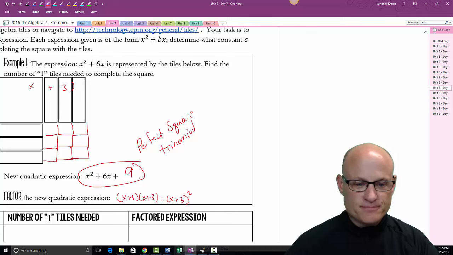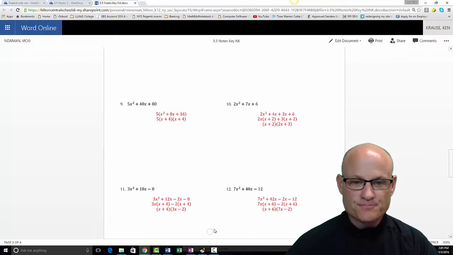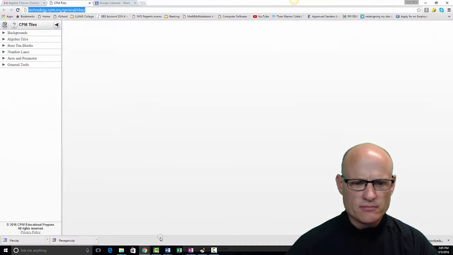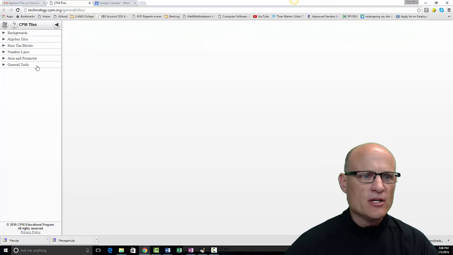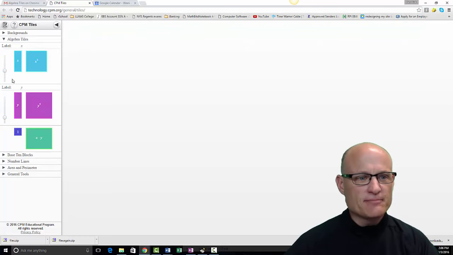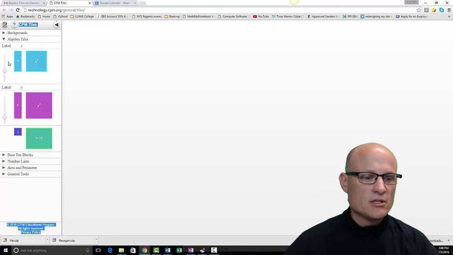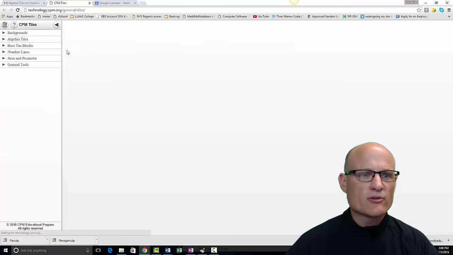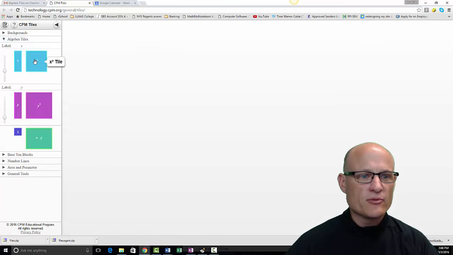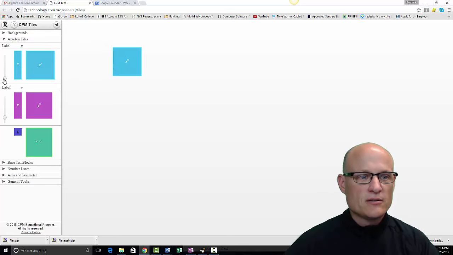So let's play with it a little bit. I think I got it up somewhere. Nope, that ain't it. Oh, there we go. Algebra tiles. So you just click on algebra tiles, and let's make these things as big as I can. All right, let's just bring one out. For some reason this isn't working. Let's try refresh. It was working just a few minutes ago. There we go. Make them bigger, as big as possible. All right, so there's x squared.